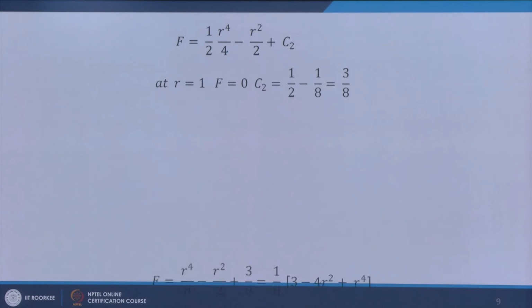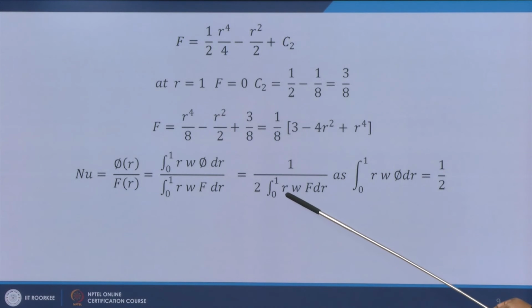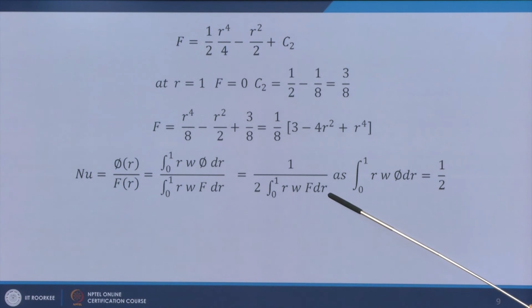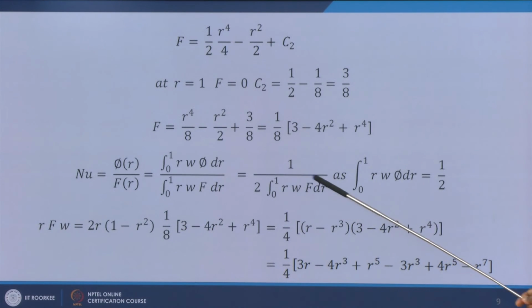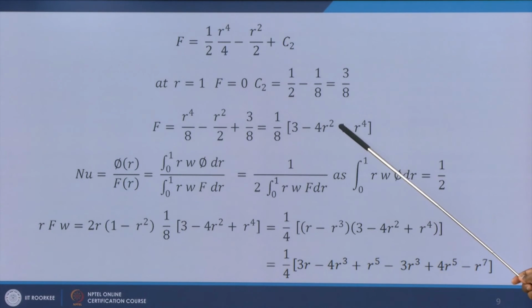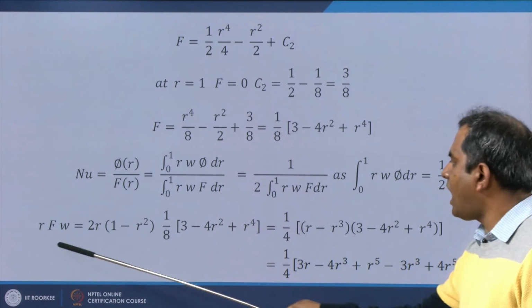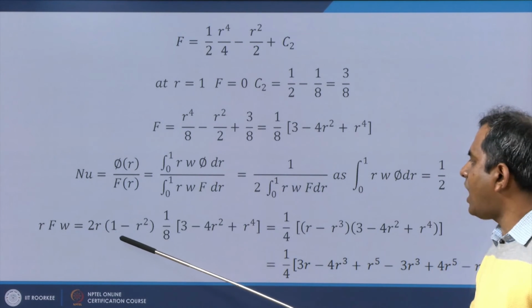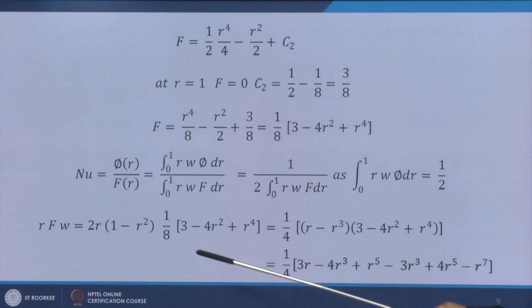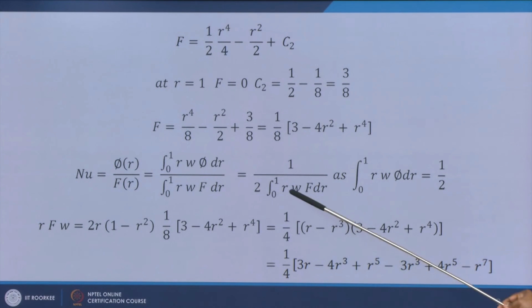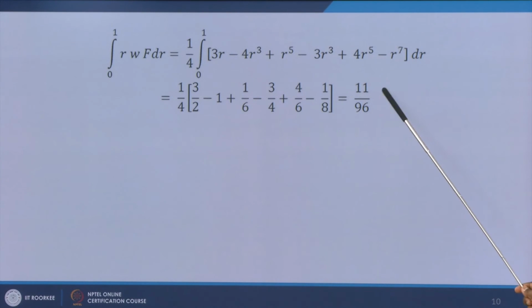So we can put that in the equation to get that the integral from 0 to 1 of r w f dr is equal to 1 by Nusselt number. Now let us find the value of this integration, as we already know the functional nature of f. What we can put, r w is nothing but 2 into r into (1 minus r square) multiplied by f. This f we have put over here. With a little bit of algebra, it becomes a polynomial of r. If we integrate from 0 to 1, it gives 11 by 96.